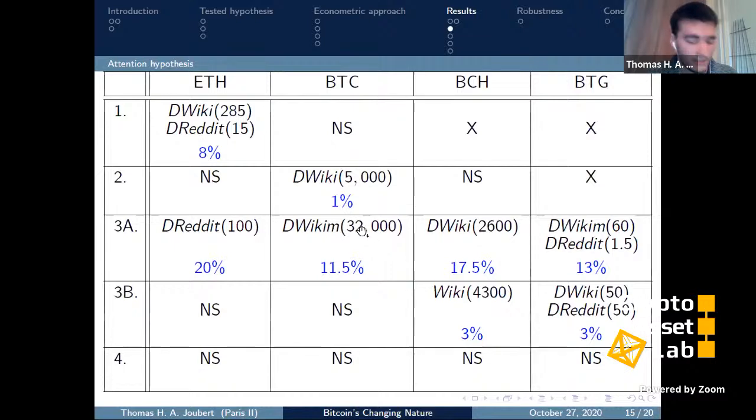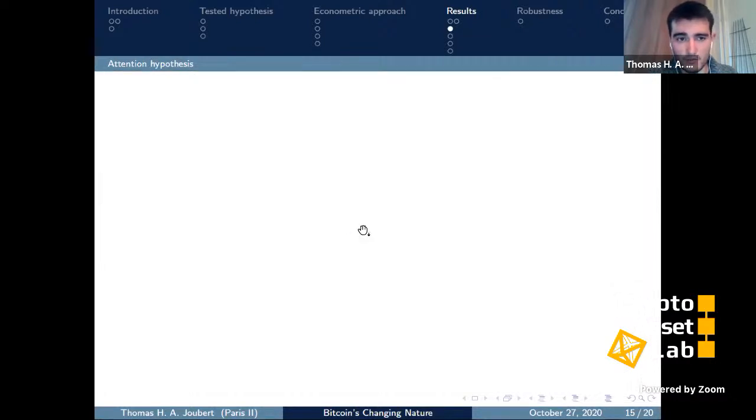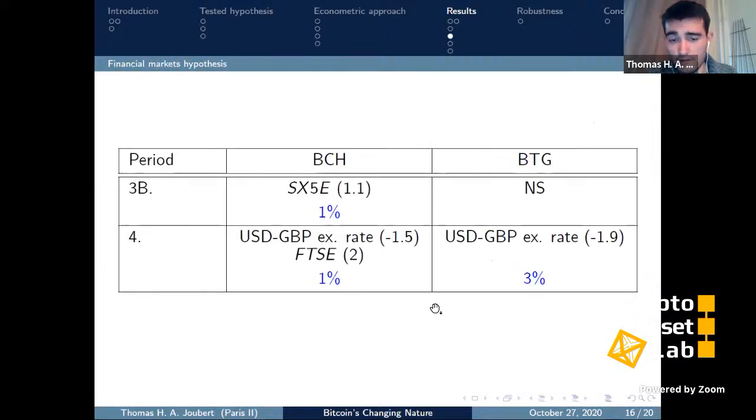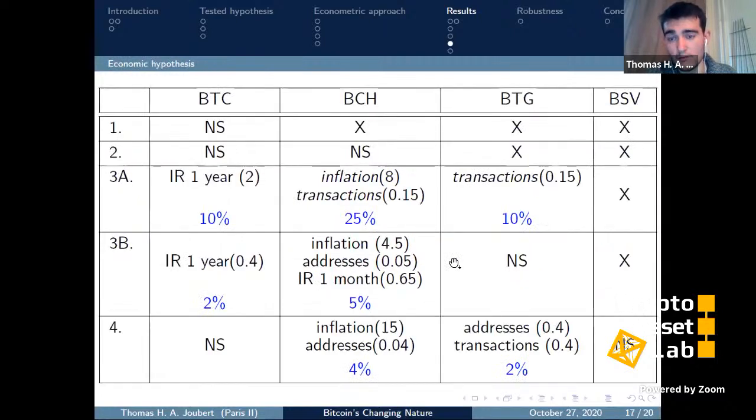Let's switch to the financial market hypothesis, which is quite fast because it gave almost no results. There are no periods in which financial markets are relevant to explain the change in price of cryptocurrencies. So let's switch to the next hypothesis, which is the economic hypothesis. Now you have the coefficient in parentheses, otherwise all the interpretation must be the same.